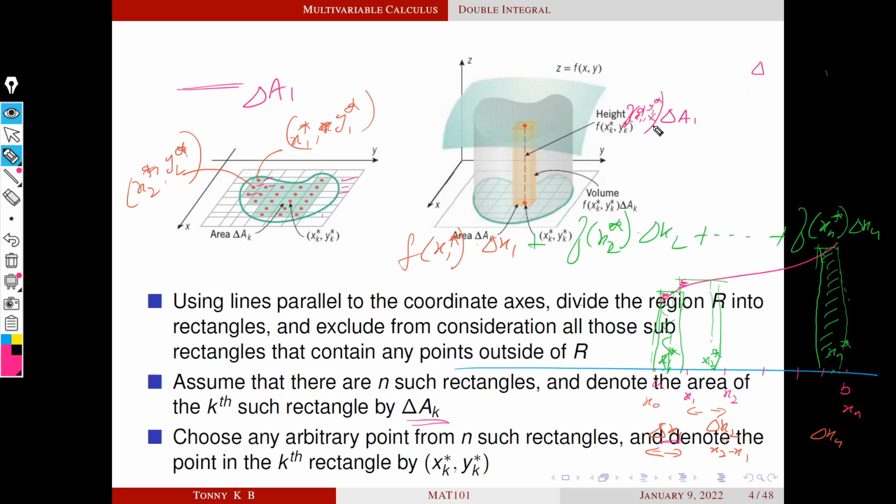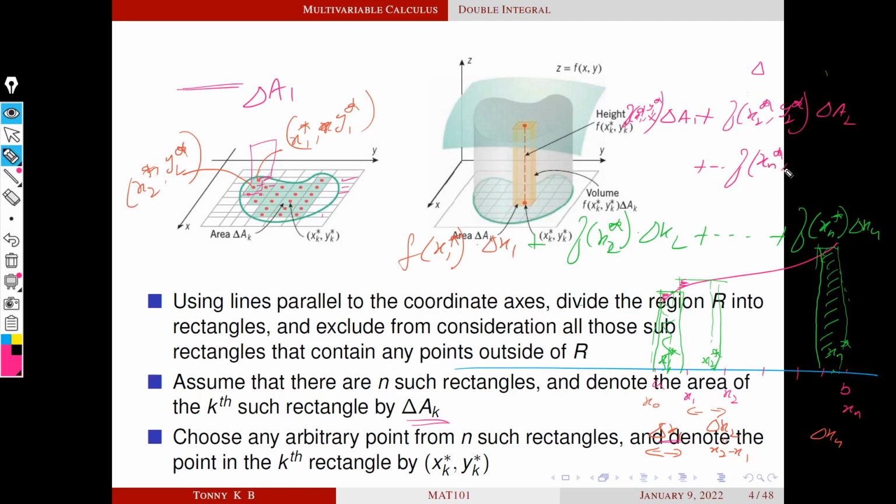So f of x1 star, y1 star, into delta A1, this is the volume of this parallelepiped. Okay, then not this one, the parallelepiped at this point. Next we consider f of x2 star, y2 star, into delta A2. So this is the volume corresponding to this area. Okay, so etc., we have up to n such parallelepipeds.